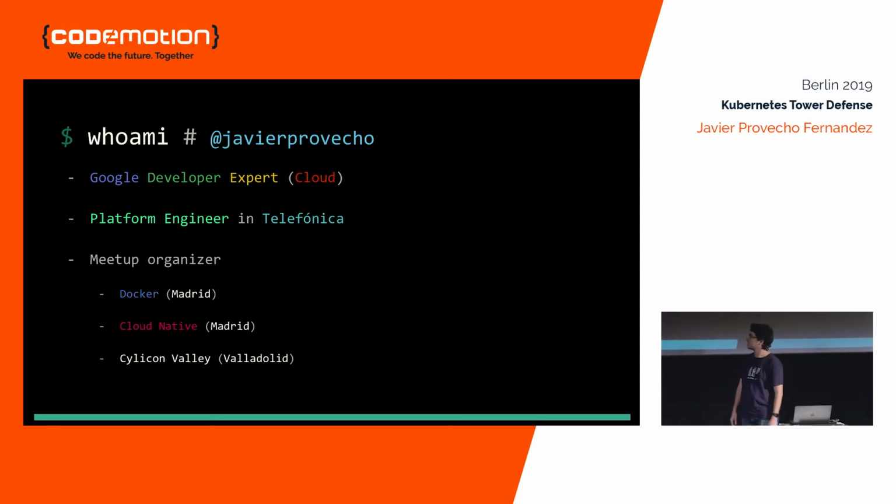That is my first time here in Berlin. My name is Javier Provecho, and I am a Google developer expert in cloud, and I'm also a platform engineer at Telefonica. I will explain a bit later what it means to be a platform engineer, because it's not exactly SRE, and it isn't a security pen tester. I'm also an organizer at Docker Madrid, Cloud Native, and Silicon Valley, which are local meetups from Spain.